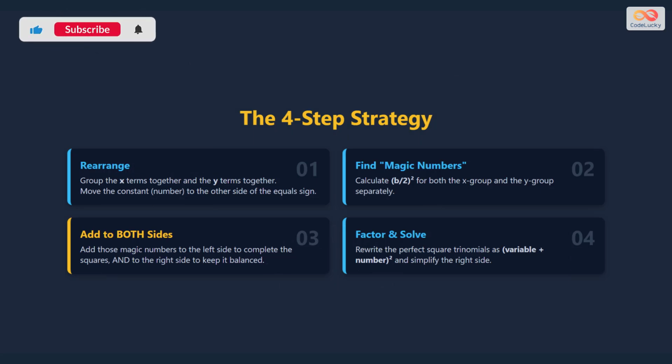Here is our game plan. First, we rearrange the terms, grouping x's with x's and y's with y's, and moving the constant number to the other side. Second, we calculate the magic numbers for both the x and y groups. Third, and most importantly, we add those numbers to both sides of the equation to keep it balanced. Finally, we factor the groups and simplify to get our standard form.